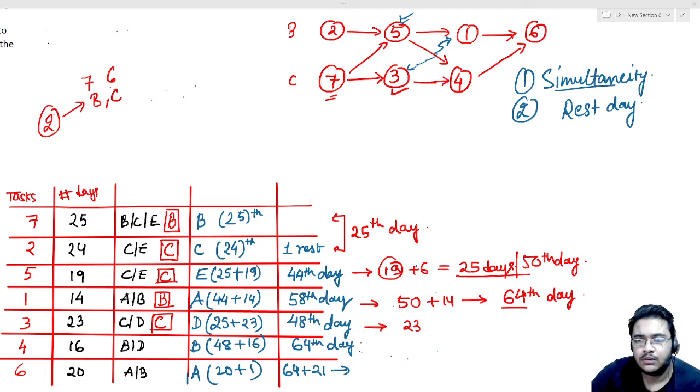Okay, so 1 is taking almost, let me just figure this out once. Give me 1 second. 23 plus 7, 23, 26, 44 plus 23, that is 67, 67, 70. Okay, 67.